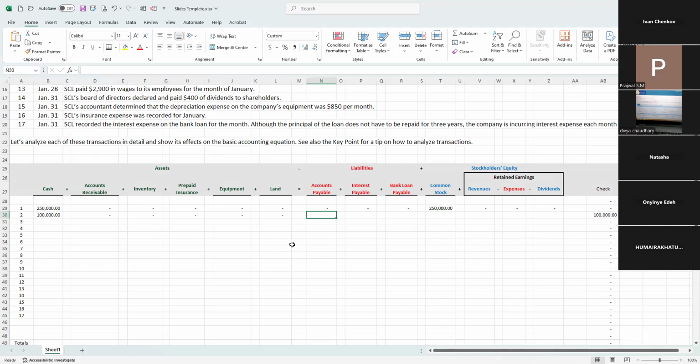Is this bank accounts loan payable? It's a bank loan, right? It's not interest payable, it's a bank loan. We have to pay interest to the bank. So it's loan payable. Let's increase that payable. Are we in balance? Yes.